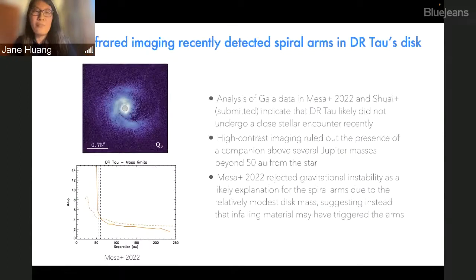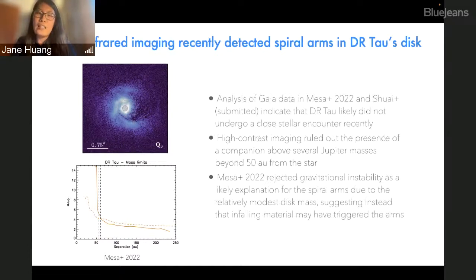Although DR Tau has been one of the most extensively studied pre-main sequence stars, spatially resolved imaging has been surprisingly scarce. Recently, Mesa et al. imaged DR Tau in scattered light with SPHERE and found a nice set of spiral structures, and they considered possible explanations for what was responsible for these spirals.